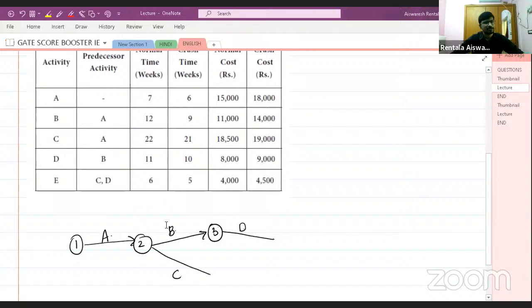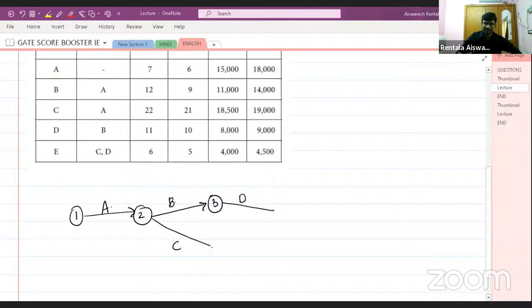Now you can see after completing C and D, you have to start activity E. Whenever you have two or more activities under the predecessor column, you have to join them at a single node. So after completing C and D, you start activity E, so join C and D at a single node. Do not worry about this, you can use any arrow. Do not worry that only a straight arrow has to be used. Any type of arc you can use, there will not be any issue.